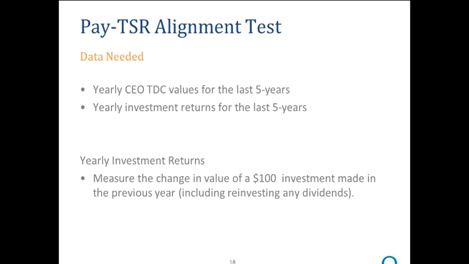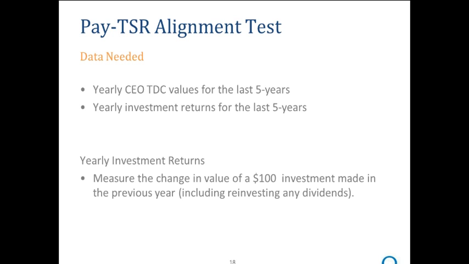And we have a lot more information here. I think this test might actually be the scariest in terms of formulas and math and how it comes out, but I'm going to walk you through it, and I think it'll be really straightforward for you, again, assuming you can get the data. You need your yearly CEO TDC values for the last 5 years, as well as the yearly investment returns for the last 5 years. And TDC is going to be the CEO's at the end of the fiscal year.